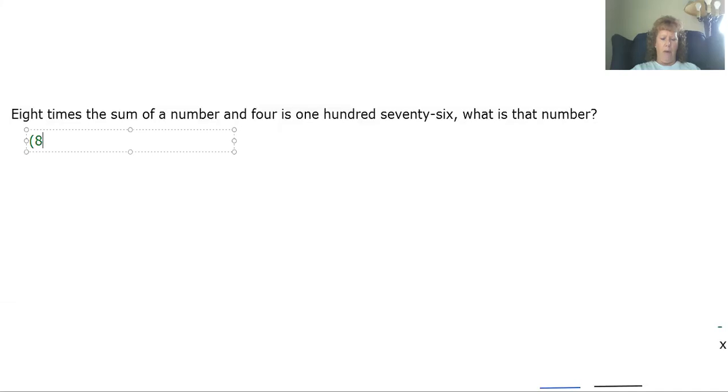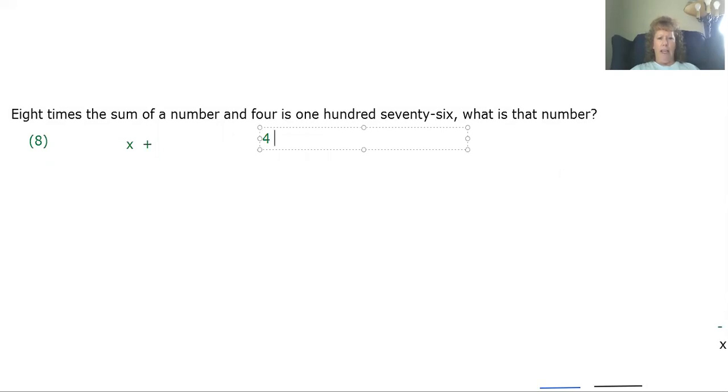So let's show that with parentheses. We can't use an X for times anymore, since when we have missing numbers in the problem and we have to write a variable, a lot of times they choose the letter X. So we'll have to show multiply with parentheses. Then we have the sum, that would be add. We're going to add a number, so we have to write down a letter that we're going to add. So let's use X, and we're going to add that to 4.